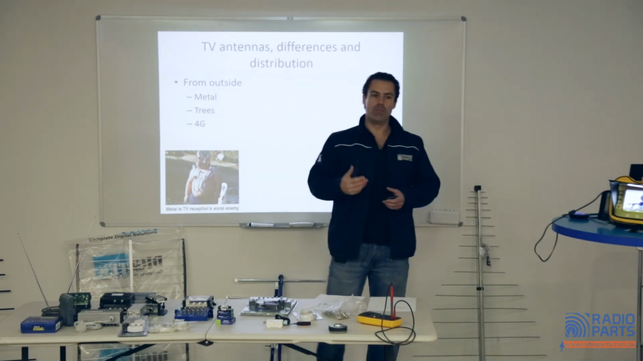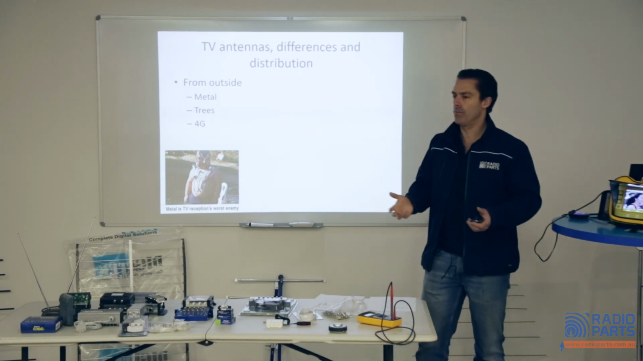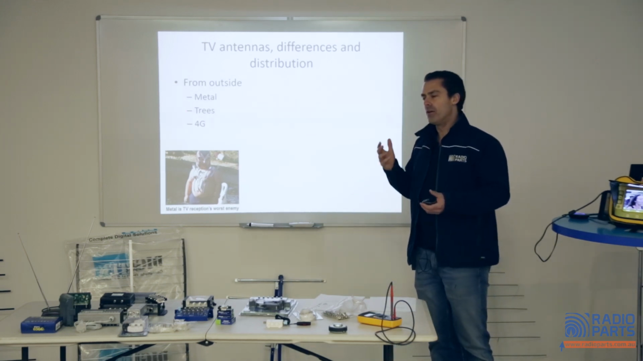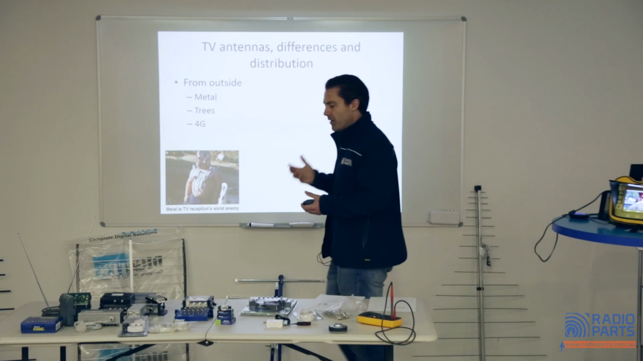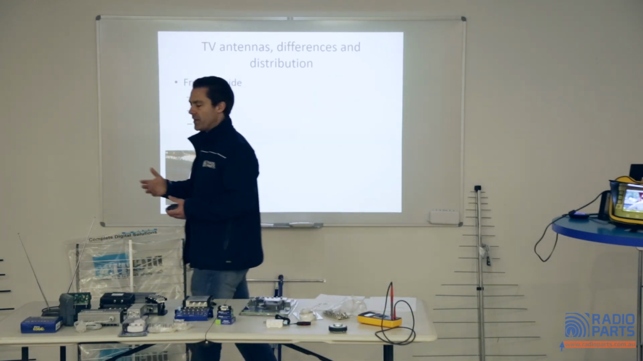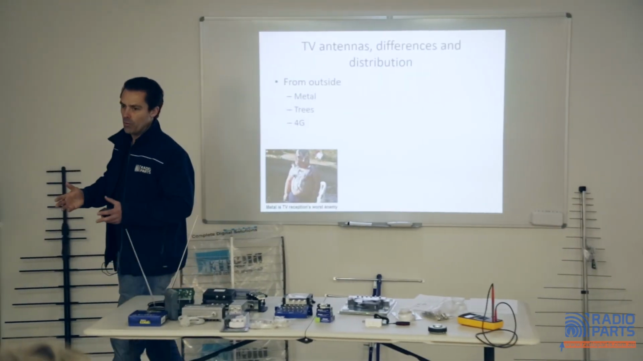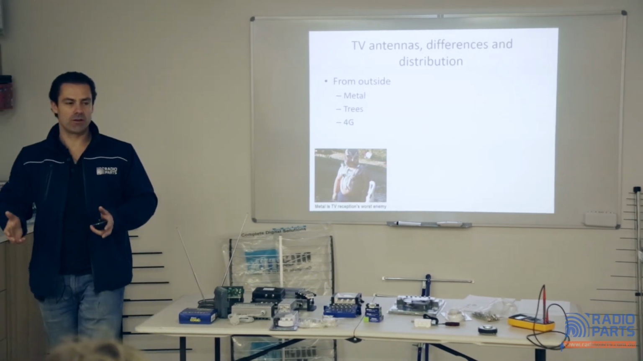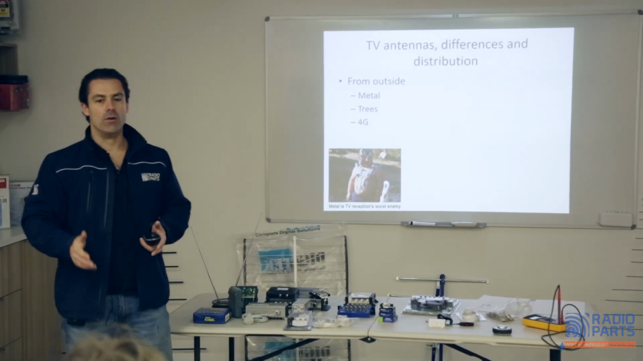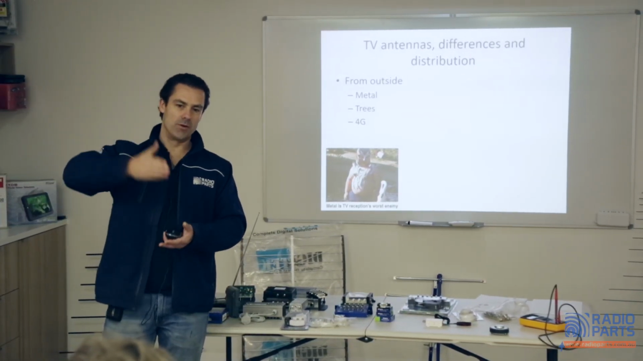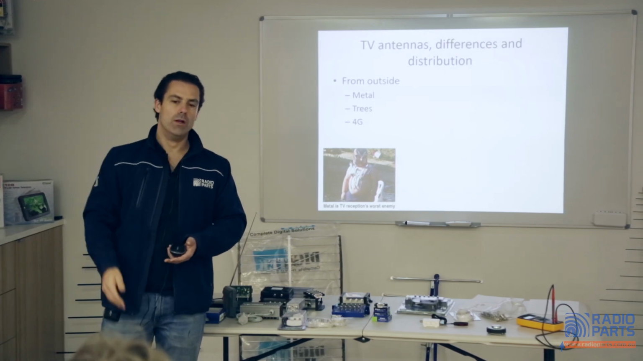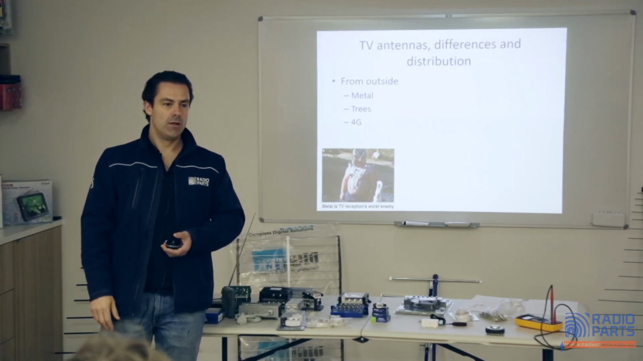So from outside, customers ask, well, yeah, how hard can it be? There are a lot of different influences. Metal's one of the big ones. You always want to keep your antenna at least a meter away from another metal surface. So metal's not going to be your friend. So when you're mounting an antenna, that's why we keep it away from the roof. We stick it on a pole, keep it away from the metal.